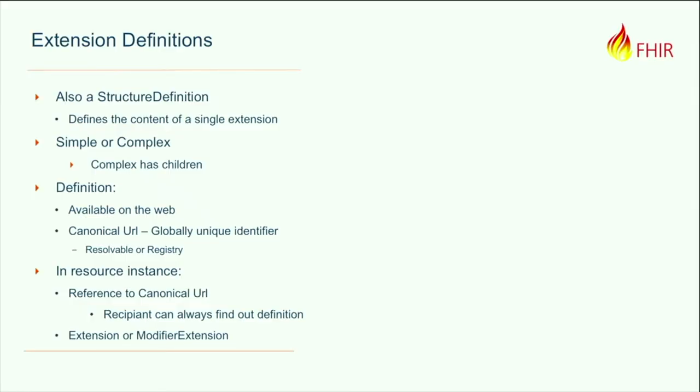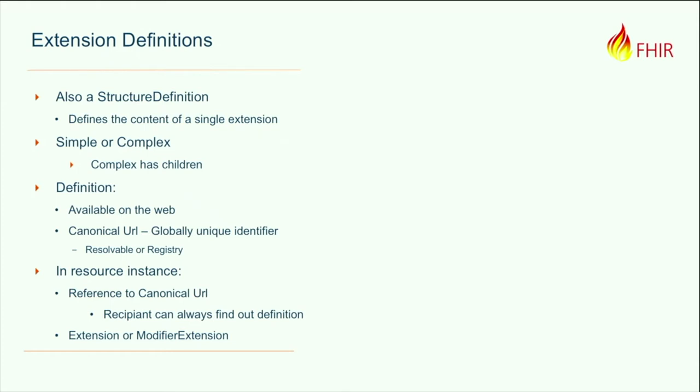For example, you might want to create a medication statement resource for a medication that the patient should not take. So you might want to create an extension which says, don't take this medication. If I don't understand what that means, it's clinically unsafe. And so for that, there is a thing called a modifier extension. And that's just the same thing, just has a different name in the resource.